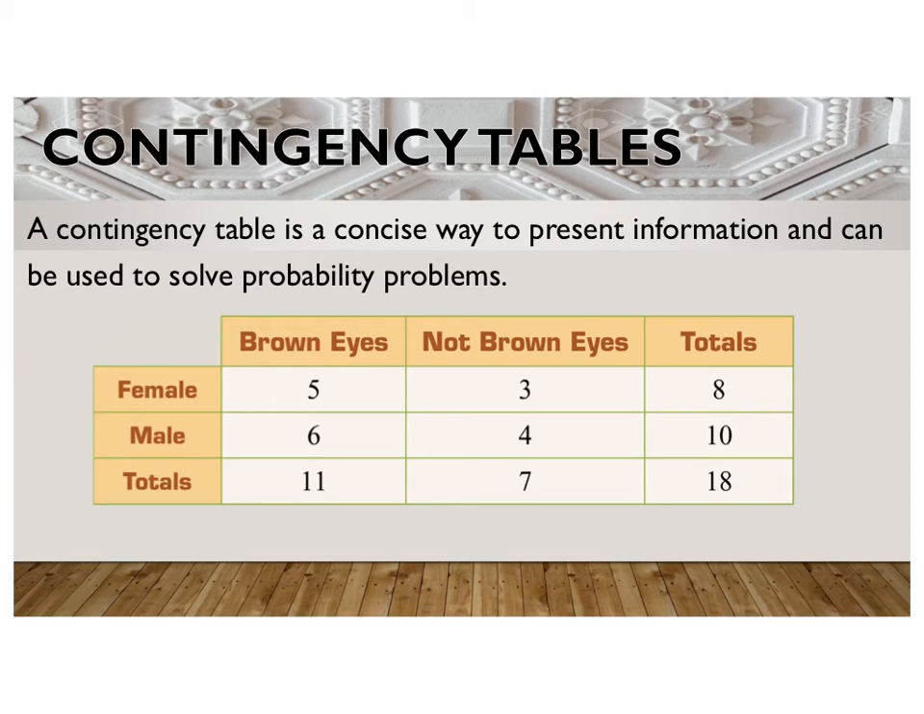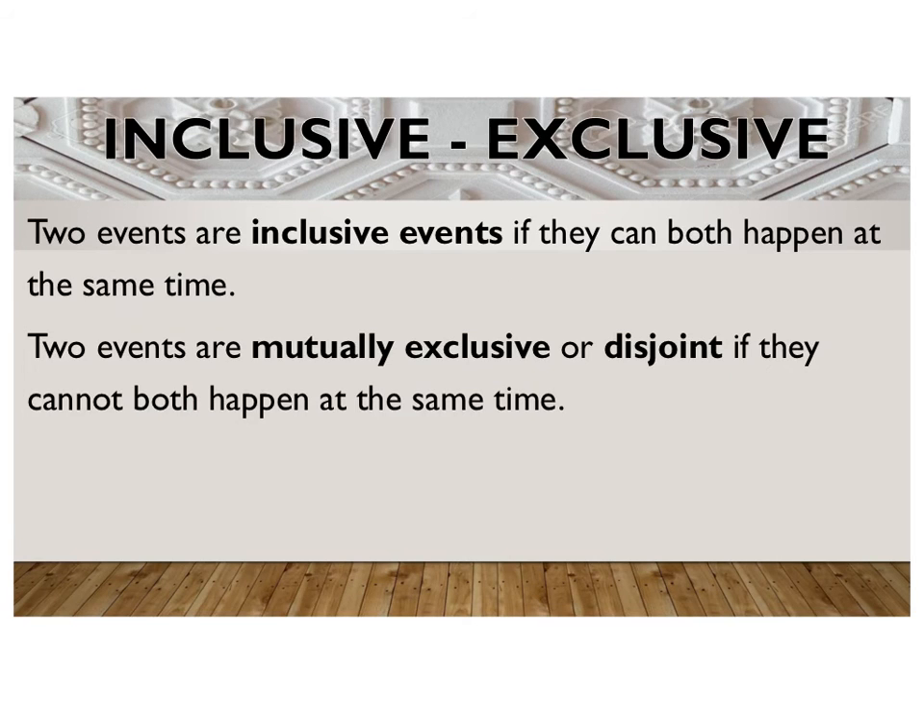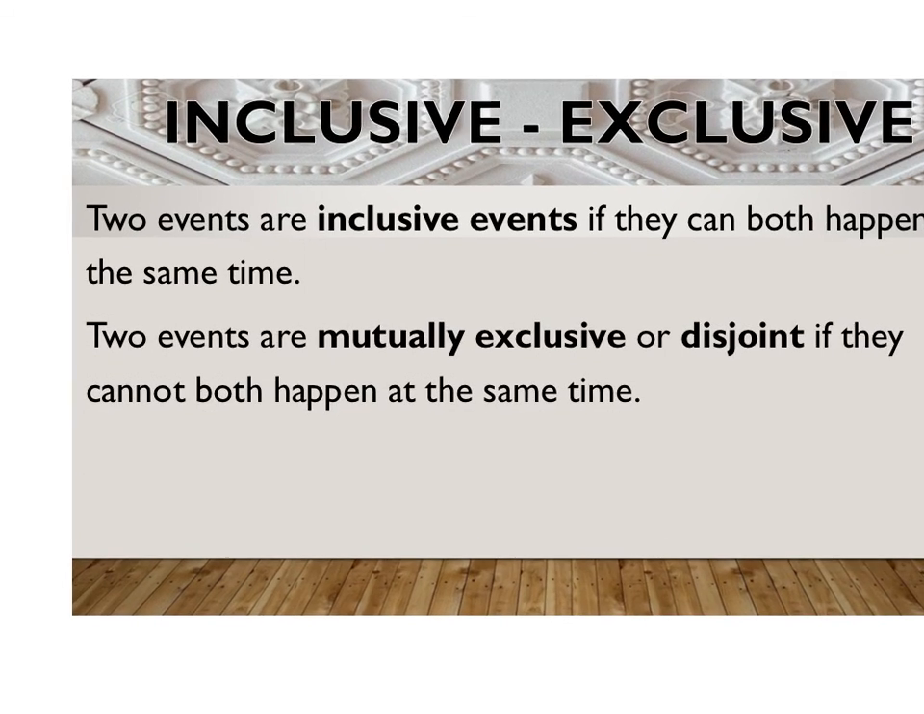Well, brown eyes and a boy, 6 of them, brown-eyed boys, over 18 total children. Simplify. Done. Okay? Female is 5 out of 18, and total of brown eyes, male and female, is 11 out of 18. So these contingency tables are very convenient.